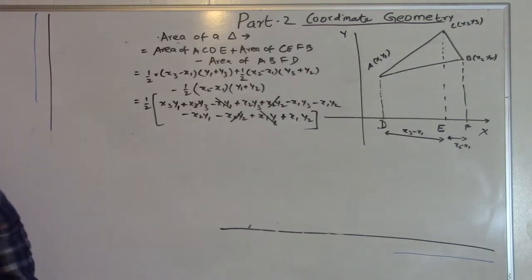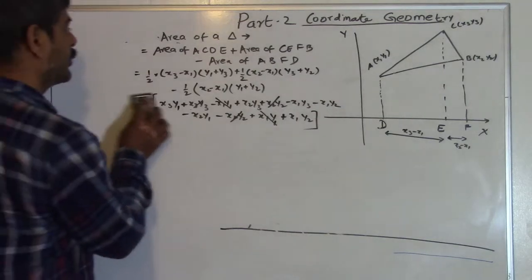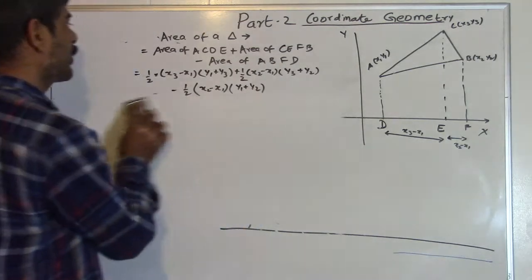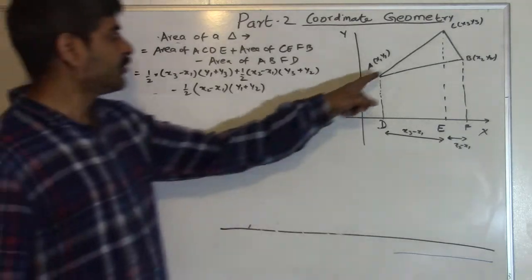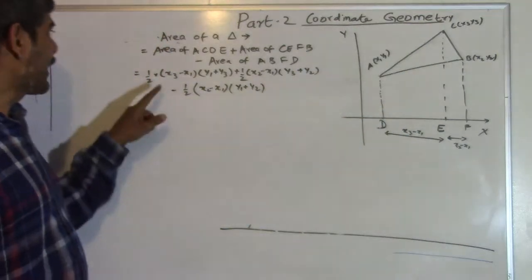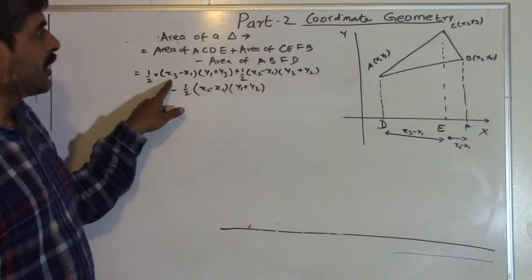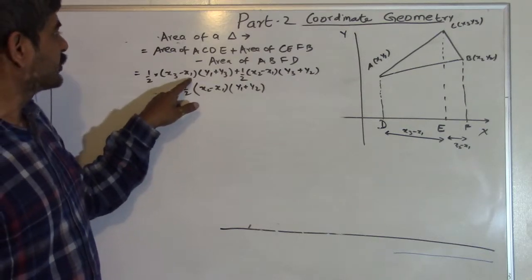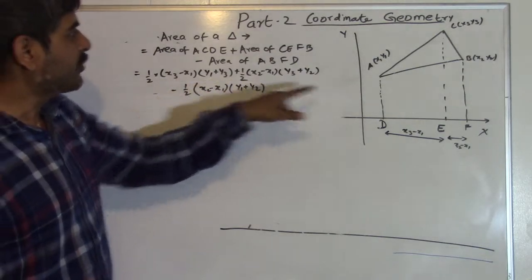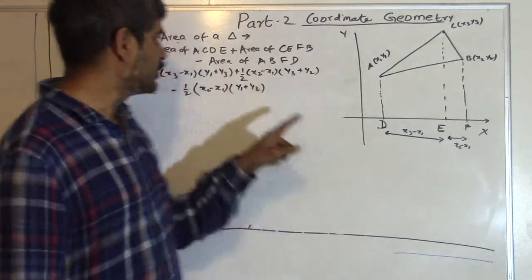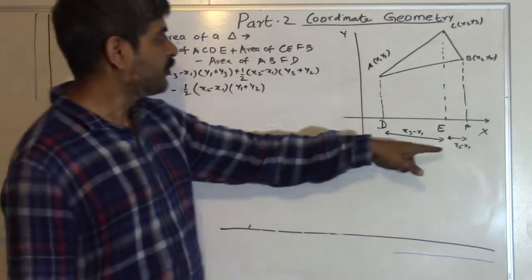Let's revisit and make sure everything is okay. So the area of this trapezoid is going to be half of x3 minus x1 multiplied by y1 plus y3. This is good.